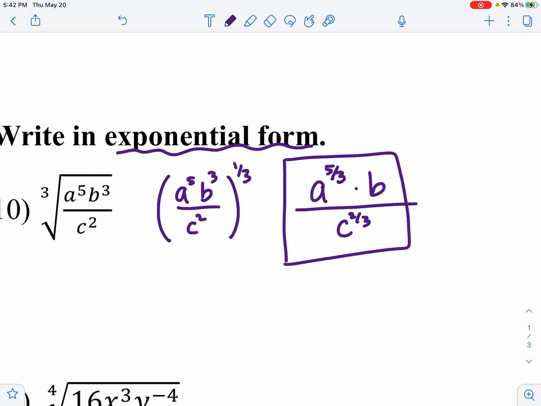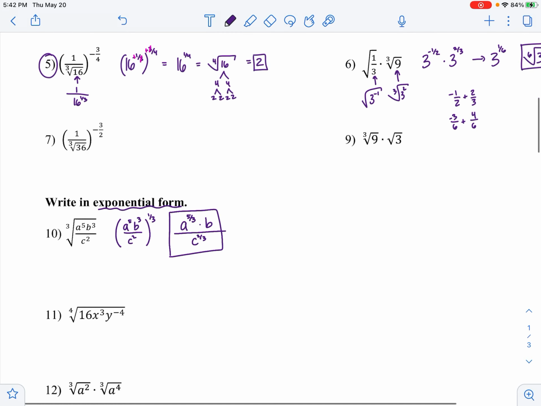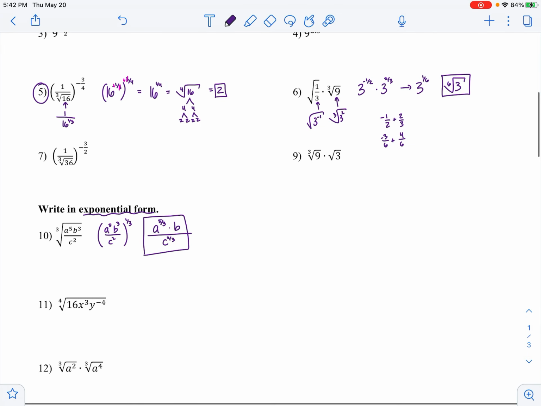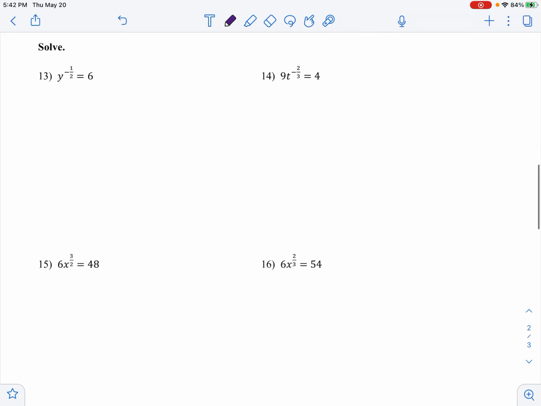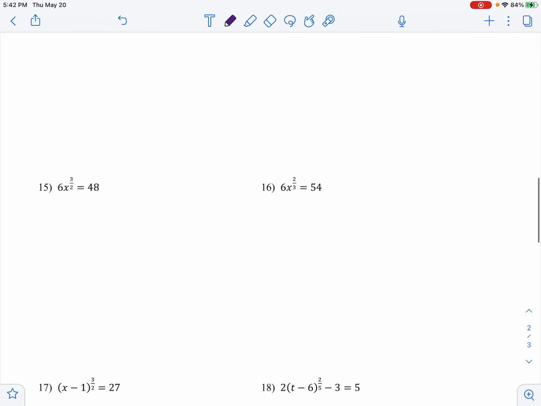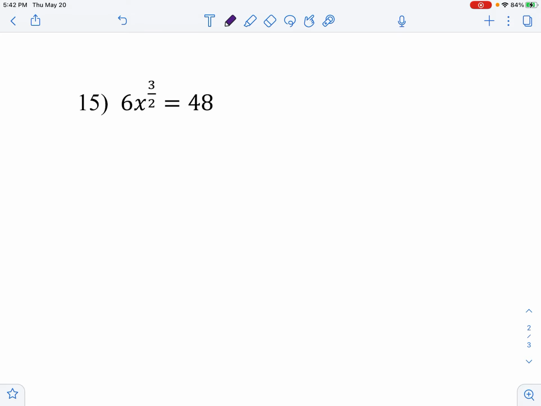All right, one more thing to talk about, and that is using this to solve some problems. So let's take a look at a couple where we have to solve. Let's start with number 15. Number 15, our normal rules for solving these still apply. You still want to get your x by itself, which means to start, I'm just going to divide both sides by 6. I get x to the 3 halves is equal to 8.